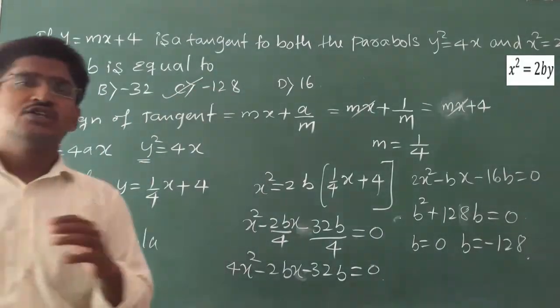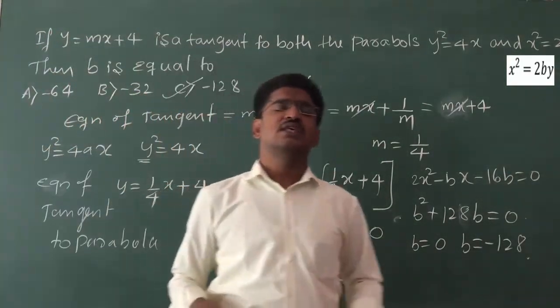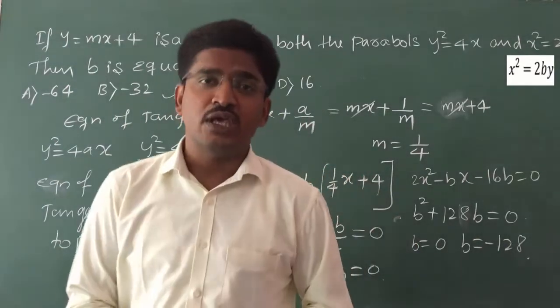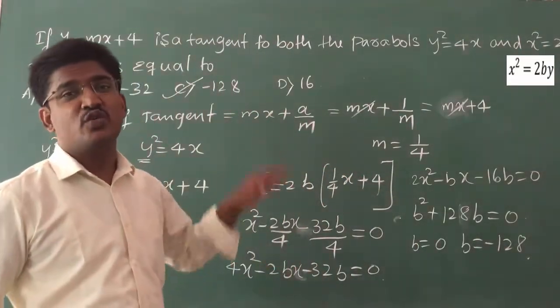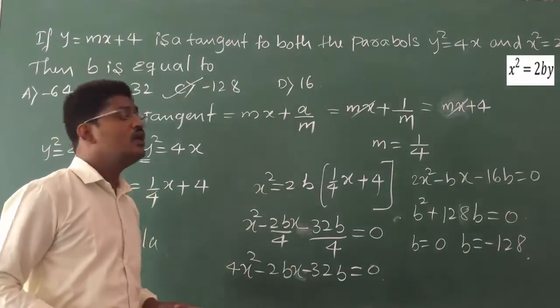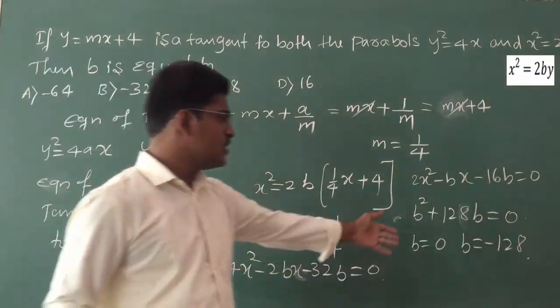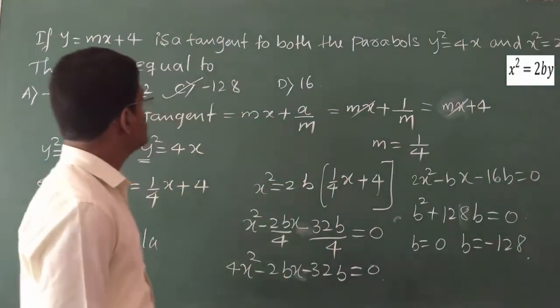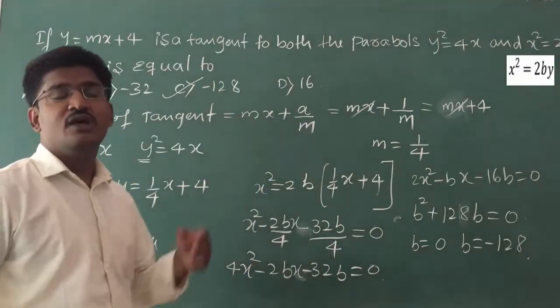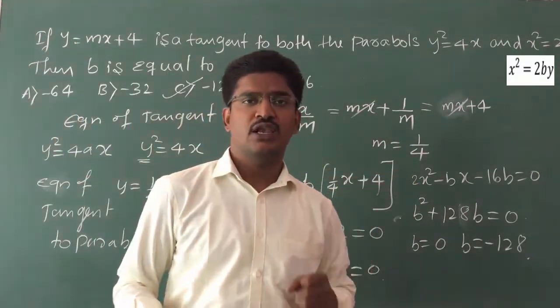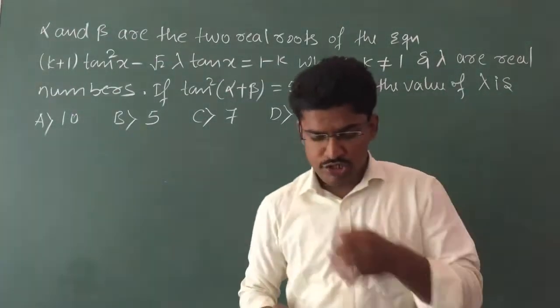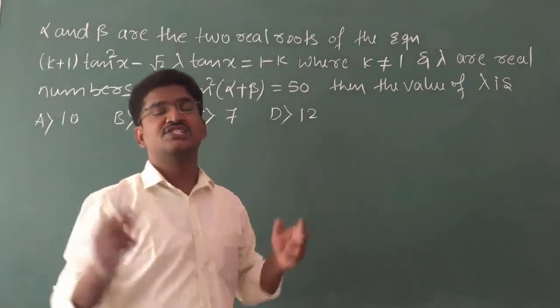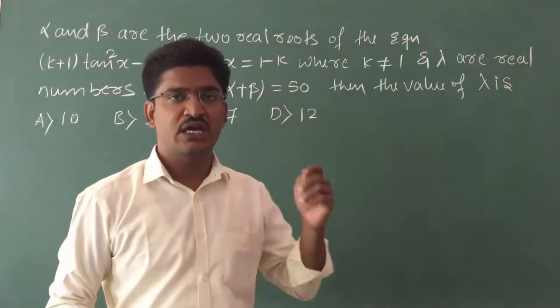Clear students? So here the problems are not lengthy, problems are asked very beautifully, so that you have to understand the beauty of that question to answer smartly, that's all. Clear? So now as we all know, b equal to minus 128 will be the answer for this. Now let us move to the next question, that is from the chapter of algebraic equations.